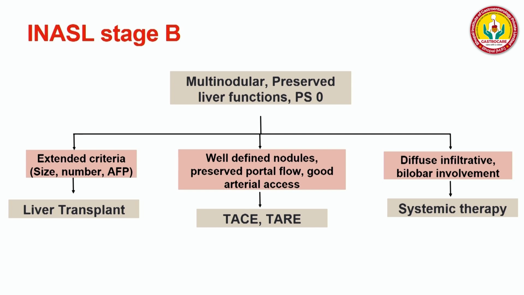One is within extended criteria. Now, Milan is a classical criteria. Across the world, UCSF has become more accepted. But people have different criteria. So Japanese would do up to 10 tumors, up to 10 centimeter. Prashant would downstage any tumor, same with us. We will try to downstage any tumor into the criteria. But generally, UCSF is the one which is followed most often and most commonly accepted. So if you have extended criteria and stage B is there, you still offer a transplant.